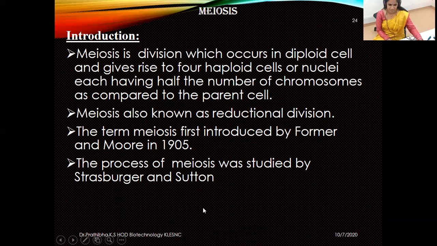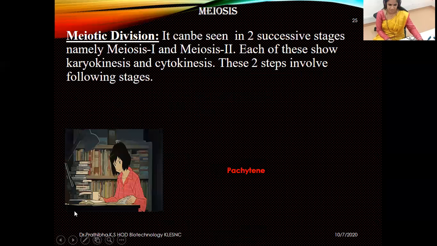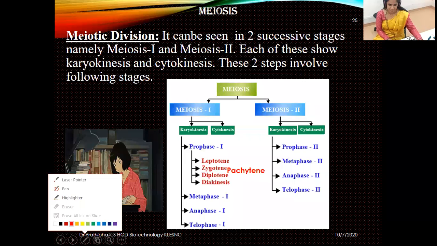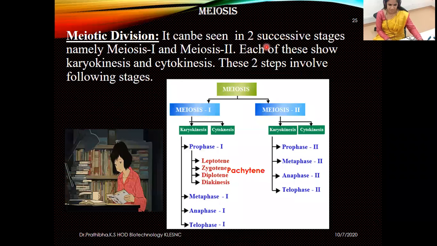Meiotic division can be seen in two successive stages, namely meiosis first and meiosis second. Each of these shows karyokinesis and cytokinesis. These two steps involve the following stages. Hope you're making note of all this information in your notebook. I request you to invest quality time while watching the video.